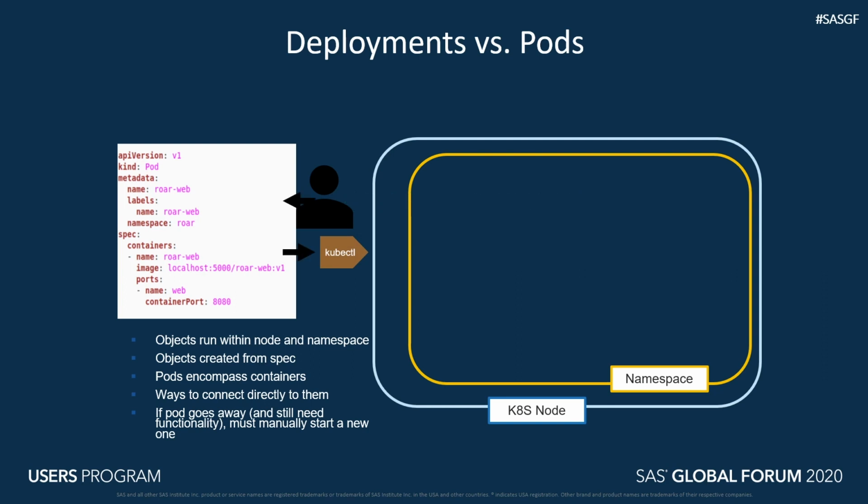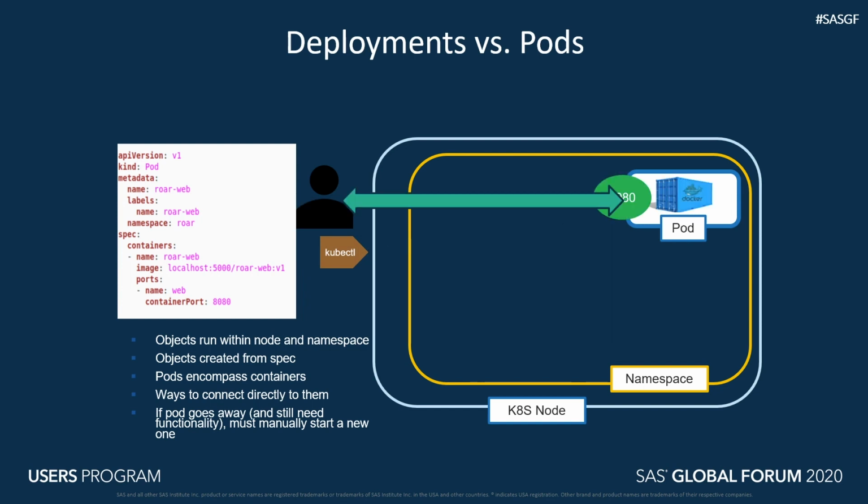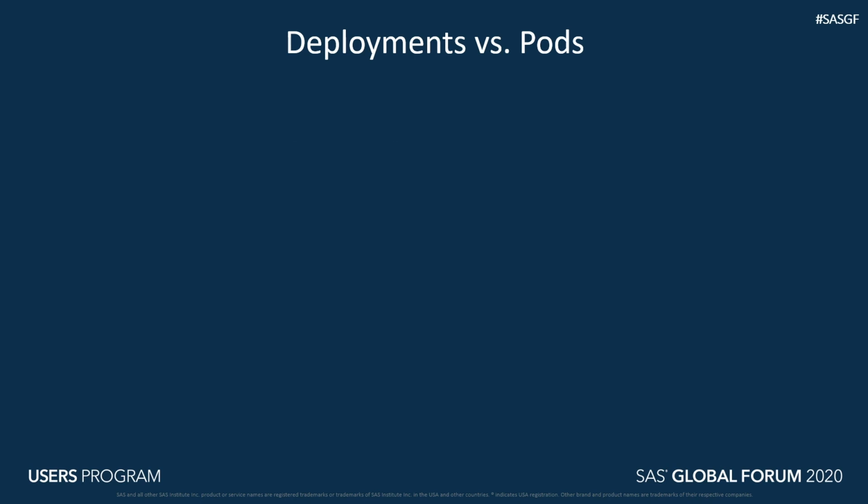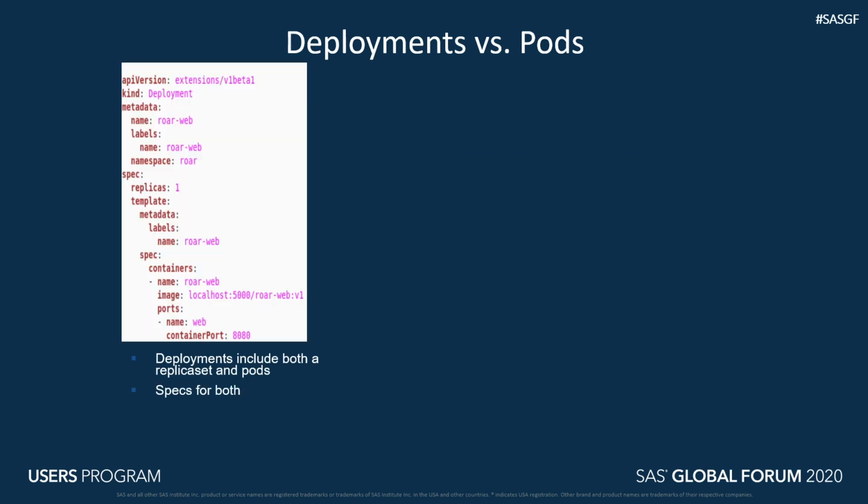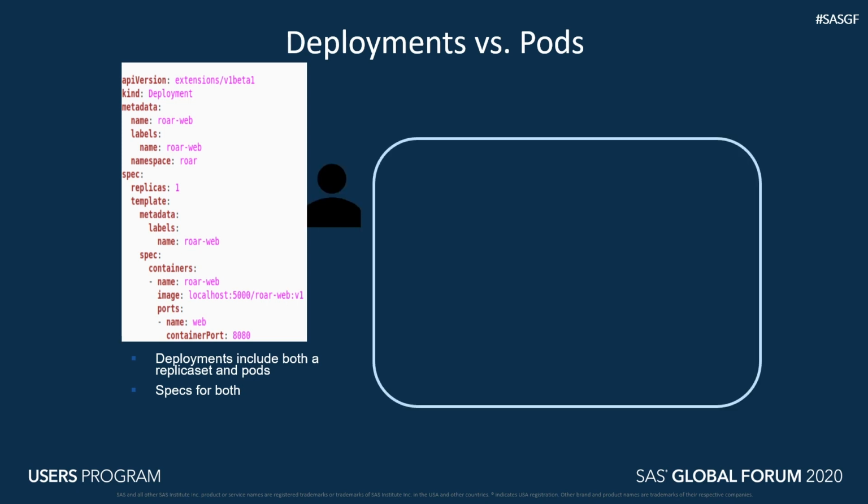So the pod goes away, we have to do an apply again, start up a new pod, and then we have that pod out there, but chances are we will have a different IP address on the new one, so we will not be able to connect to it. If we have a deployment, a deployment has to include both a replica set and a pod. The replica set, or replicas here, mean that a certain number of these must be kept running and active at all times. So let's see how that would look differently.